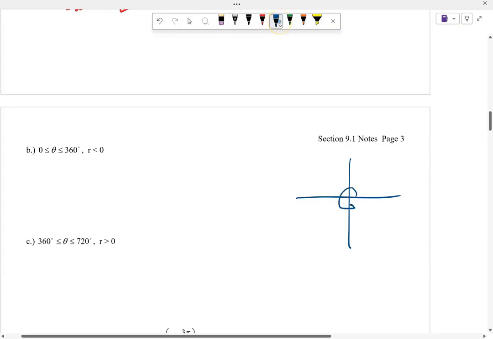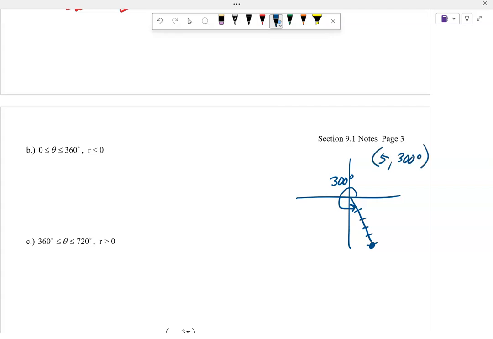Okay, here was our original 300 degrees and out 5. All right, so 5, 300 degrees. Now, part B, they want a positive angle, but I want a negative r, right? So what I'm thinking to myself is, I want it to rotate to here in red. What would that be in red? And so that I can make my r negative.